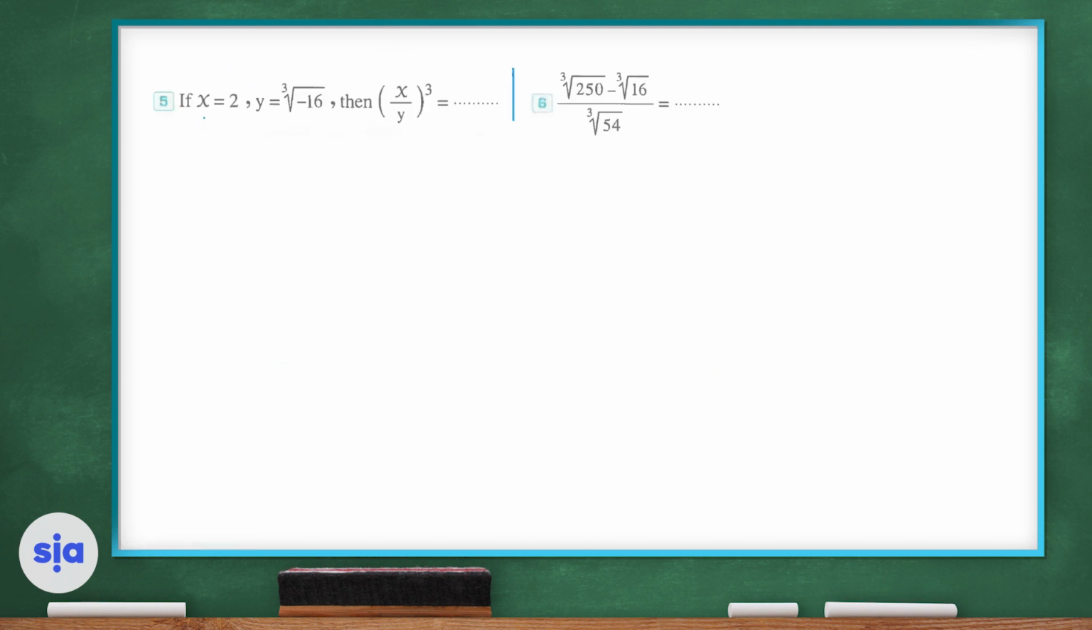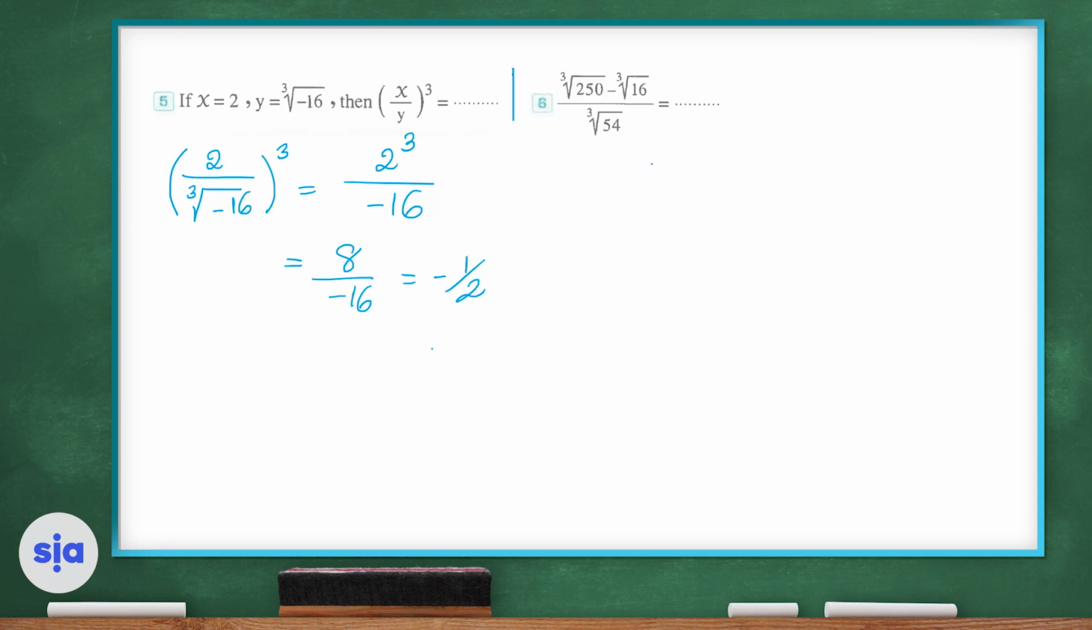Question 5. If x equals 2 and y equals the cubic root of negative 16, what is x over y to the power of 3? So, as you can see in this one, the x is 2 over the y is a cubic root of negative 16, all cubed. So it will be 2 cubed over negative 16, then it's 8 over negative 16, which is negative half.